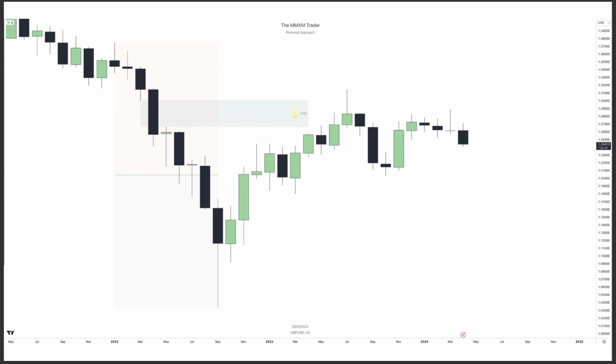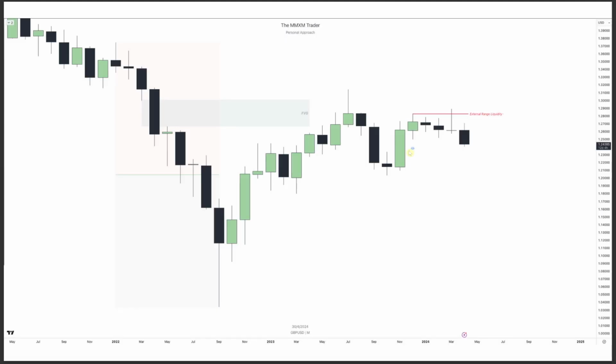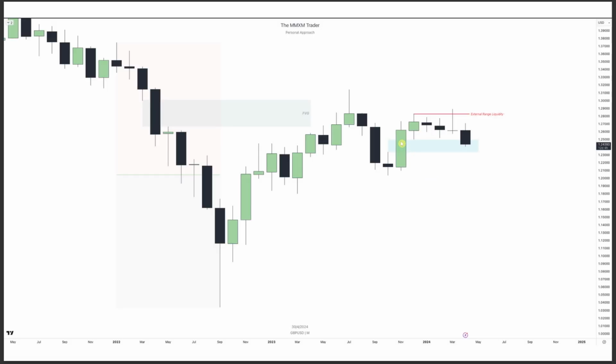Now, in this internal range liquidity pool, we want to see a raid on external. We've got a swing high over here, and then we can actually see this monthly candle raids this external range liquidity. Now, after external range liquidity, what are we going to be looking for? Got a little eye over here. That is internal range liquidity, right? So if we map out that fair value gap, that is going to be the draw on liquidity after we take out that external range liquidity.